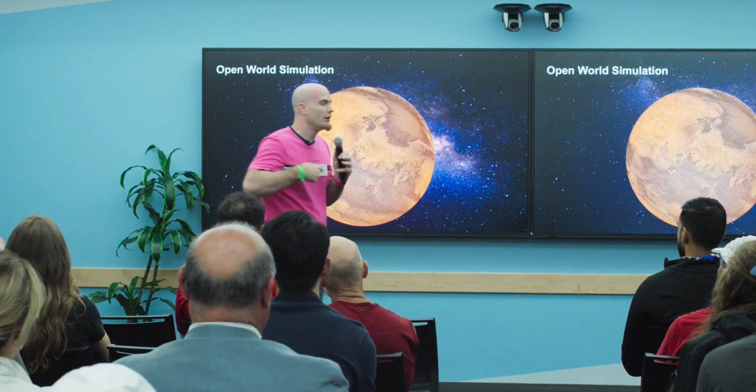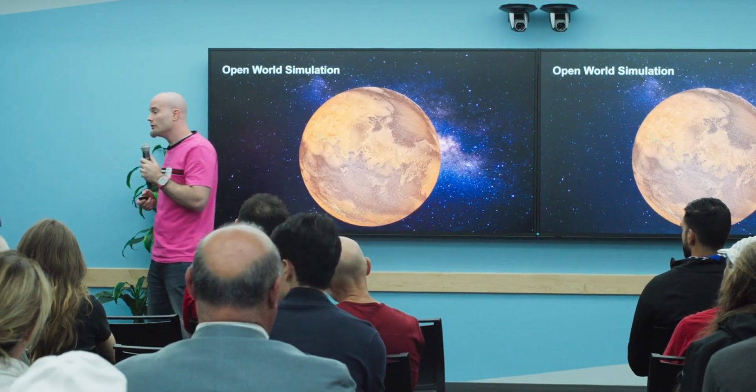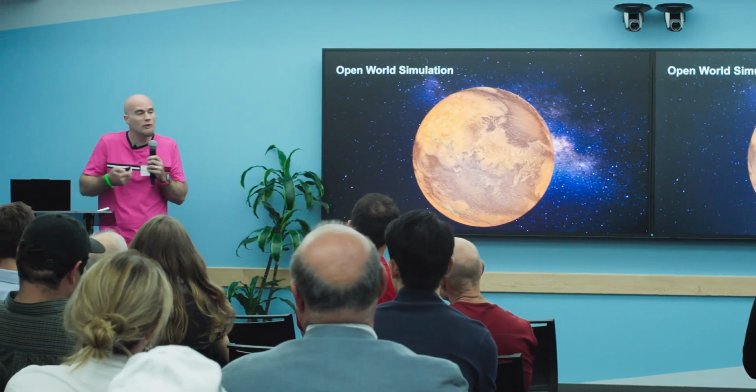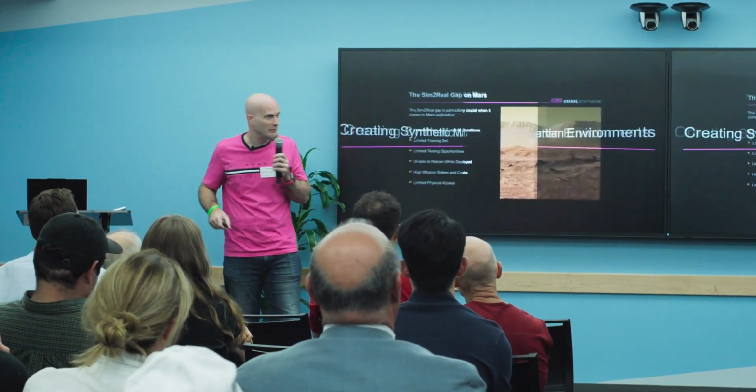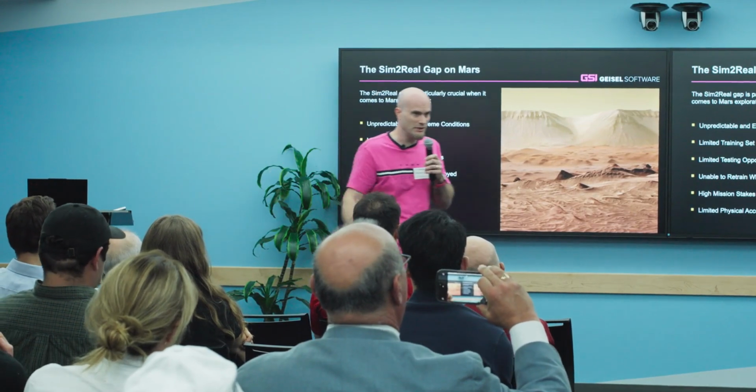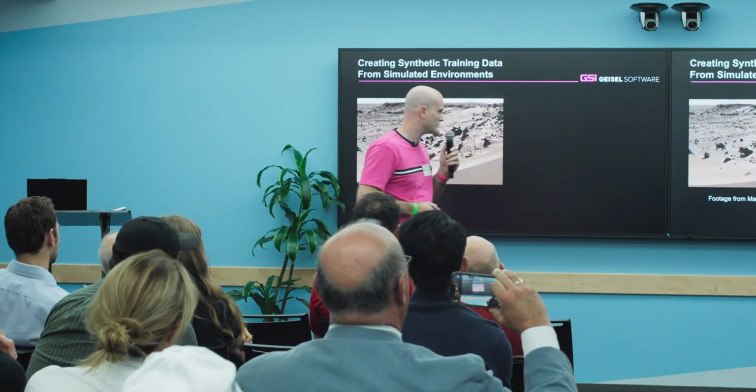And so we're going to train a model to be able to recognize things on Mars. We don't have enough data for Mars. So we're going to create a synthetic Martian environment. Lots of bad things happen in the 14-minute presentation. You get the idea. Mars, very difficult.